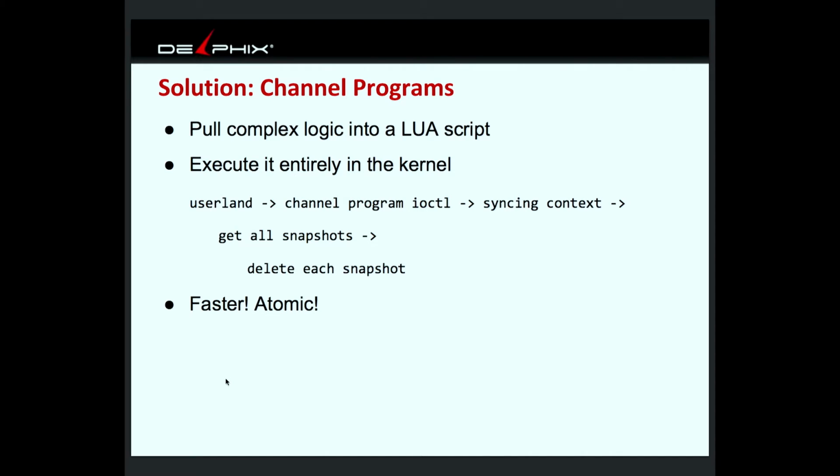In your channel program, you can have a program that says basically, get all the snapshots and delete each of them. And it'll do that all within one sync, and it will be quicker because it doesn't have to go in and out of syncing context, and it will be atomic because, again, it doesn't have to go in and out of syncing context, and it'll be great.